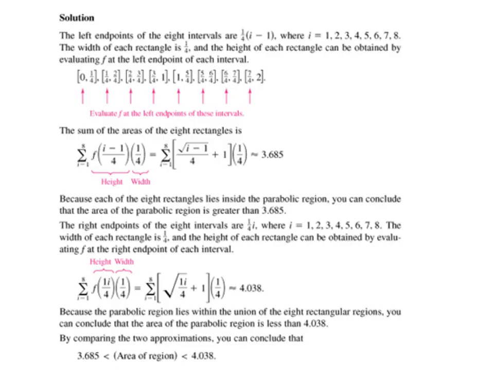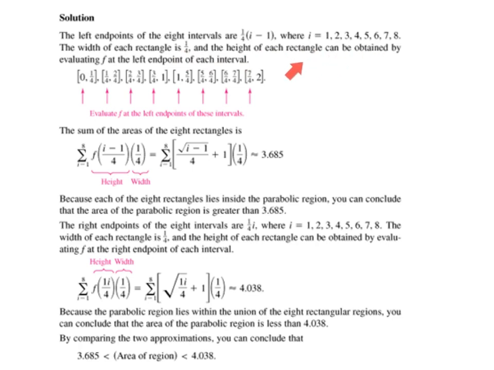So the left endpoints of the 8 intervals are 1/4 of i minus 1, where our index starts at 1 and goes to 8. We have 8 rectangles. i minus 1, I'm going to look at the left side. The width of each rectangle is 1/4. I'm going from 0 to 2, and I cut it into 8 pieces. Each little piece will be 1/4 wide.